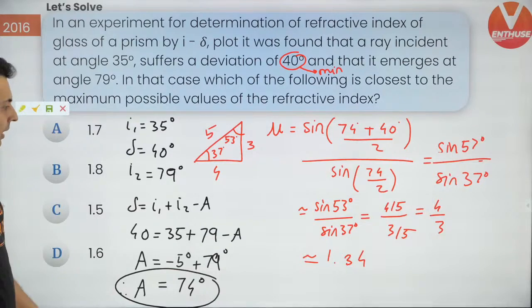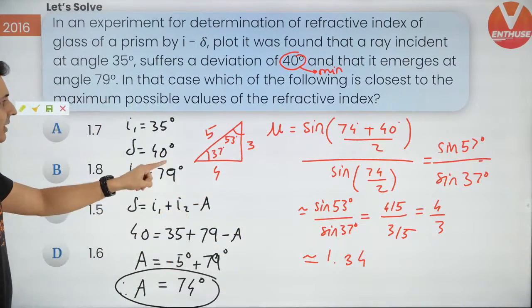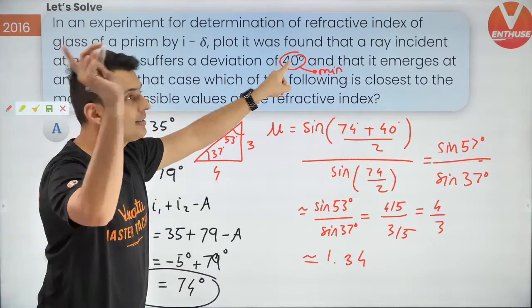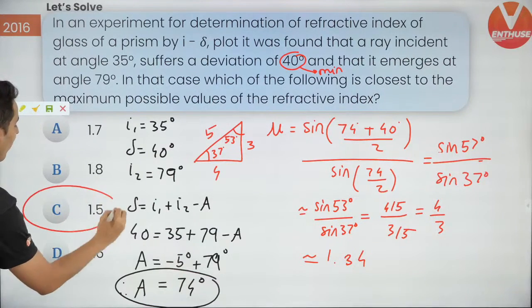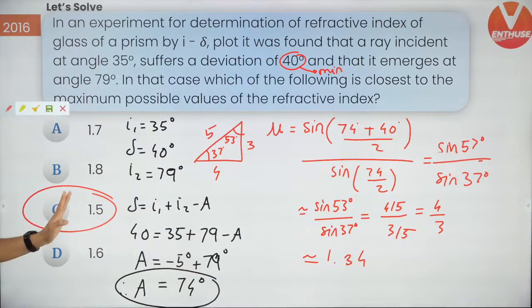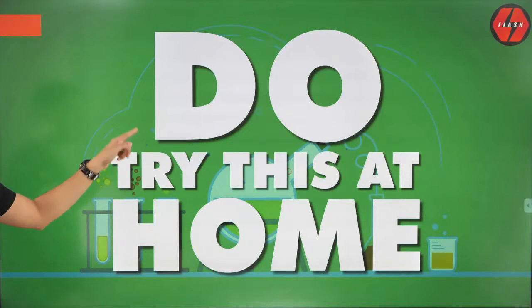Now, which is the closest maximum possible value? Think about it. Here we had assumed 40 degrees is minimum deviation, but I know this is not the actual minimum deviation, so I think 1.5 is the closest value to 1.34. Yes, I hope this is clear. It's not 1.6. 1.5 is the closest value. You can see that? Okay, cool. So that's the answer, 1.5.